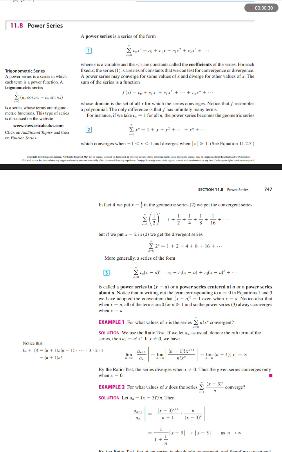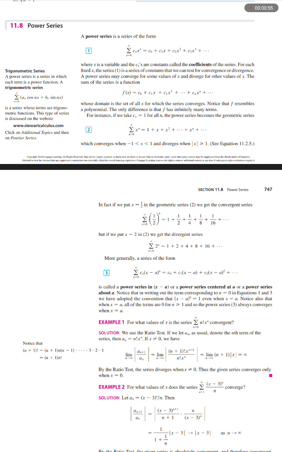For each fixed x, the series in equation 1, which we just read, is a series of constants that we can test for convergence or divergence. A power series may converge for some values of x and diverge for other values of x. The sum of the series is a function.